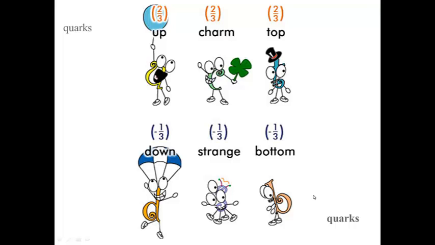So again, these quarks, we can put them together in different combinations, and we can get different particles that are larger, like protons and like neutrons.